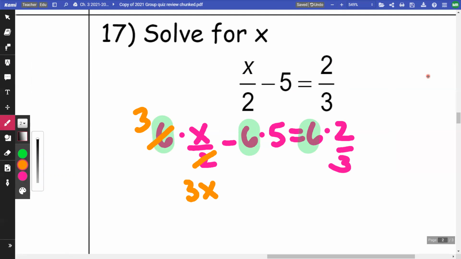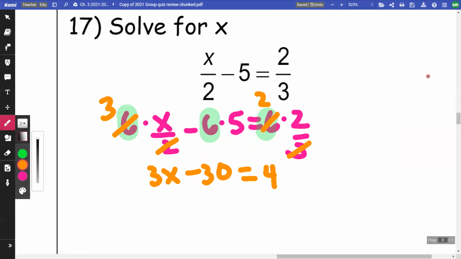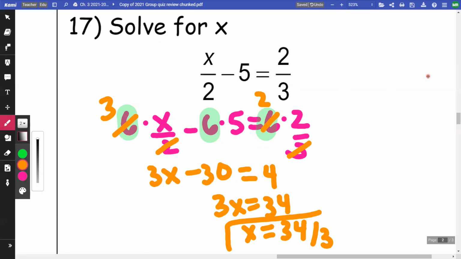I'm left with 3x minus 30 equals, 3 goes into 6 twice, I get a 4. I'm going to add 30, so I get 34. And I'm going to divide by 3, so I get 34 over 3. And that's your answer.